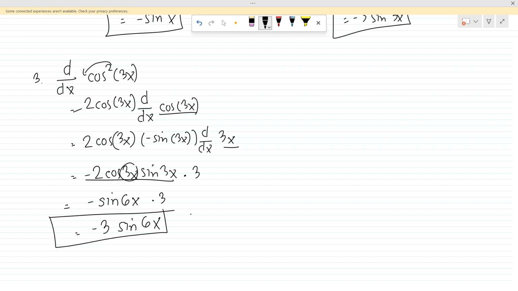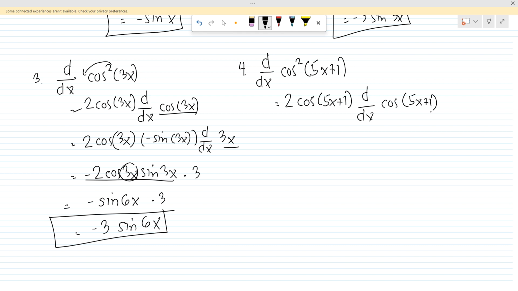Are we clear? Okay, so let us proceed with problem number 4. d over dx of cosine squared of 5x plus 1. Again, what are you going to do? Apply the power rule. So 2 times the cosine of 5x plus 1, then the derivative of cosine of 5x plus 1. What is the derivative of cosine? It must be negative sine, then copy 5x plus 1. Then take the derivative of that angle, 5x plus 1. That is our chain rule.